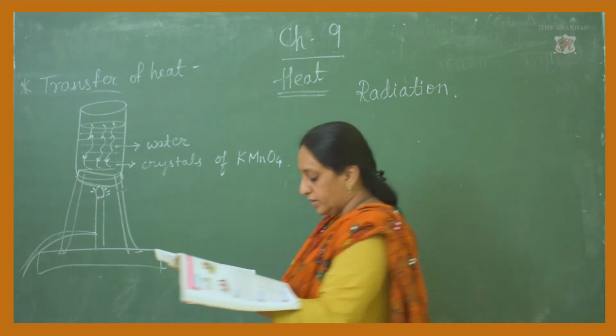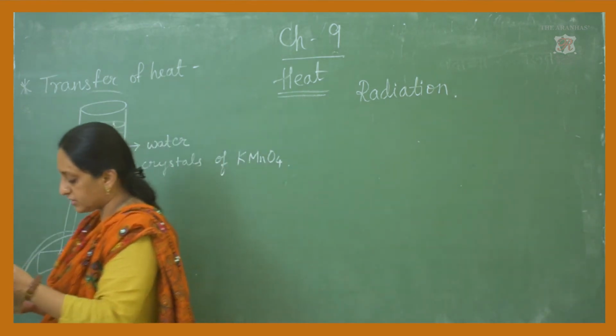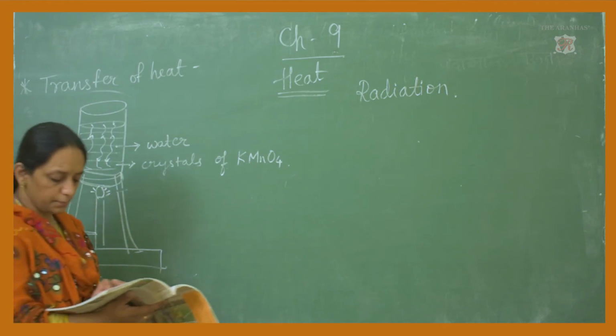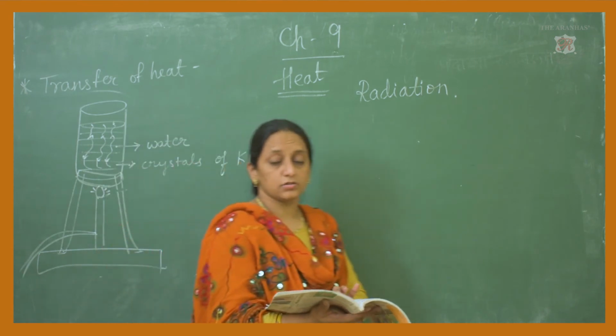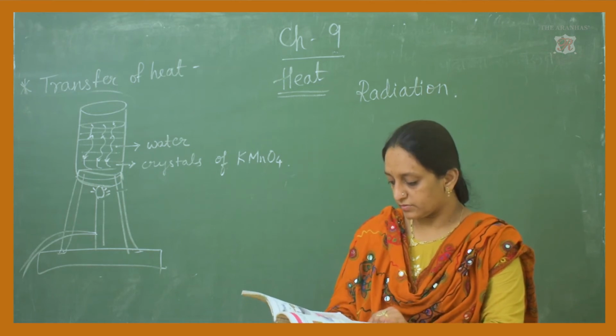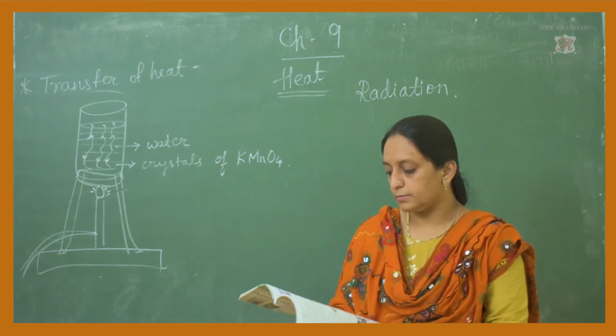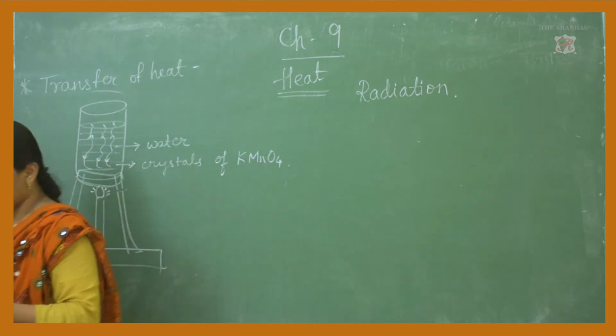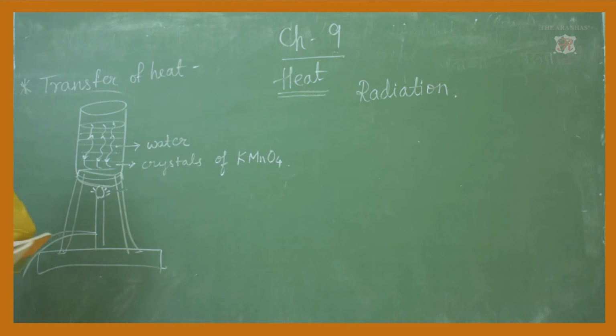Convection can occur in liquid and gaseous substances. Convection always needs a medium, and it can occur only in liquid and gaseous substances. It doesn't occur in solids. This is the difference. Conduction occurs in solids, but convection occurs only in liquids and gases. Conduction needs a medium. Convection also needs a medium for it to take place.